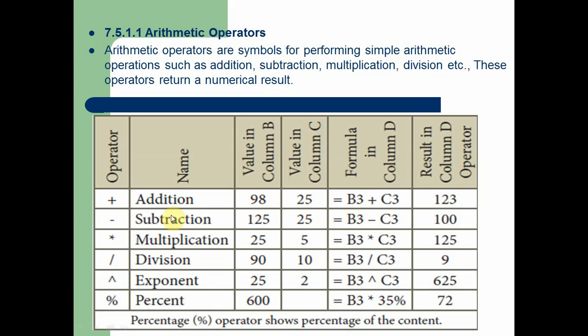In the same way subtraction, in the same way multiplication, in the same way division, in the same way exponent. So each and every arithmetic operator formula should begin with the equal symbol. After that we use two cell names, and between the cell names we add the symbol. Now we are going to execute these arithmetic operators one by one.